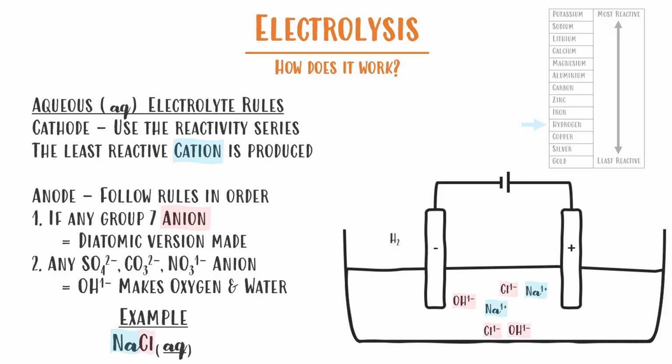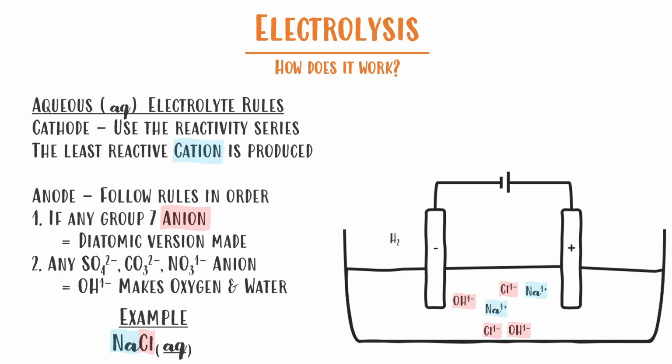And we're going to do a similar thing on the anode side, where we'll identify our anions and then follow the rules. So we have a group 7 anion. In this case, it's going to be attracted to the anode and will produce the diatomic version, Cl2. And again, don't worry about the animations here. We'll have a look at the observations of electrolysis in another video.